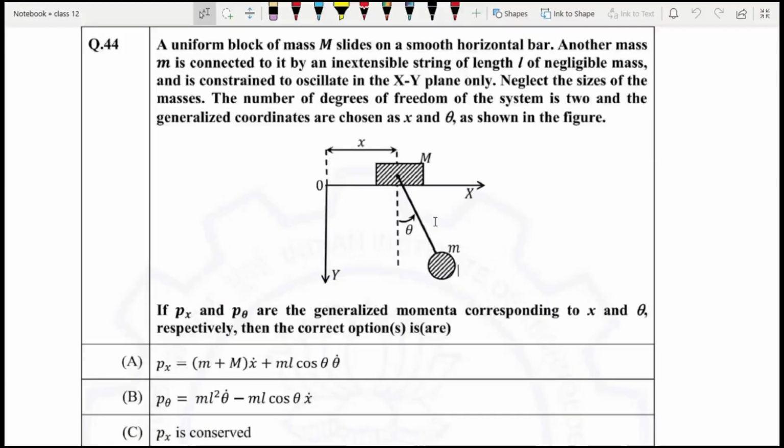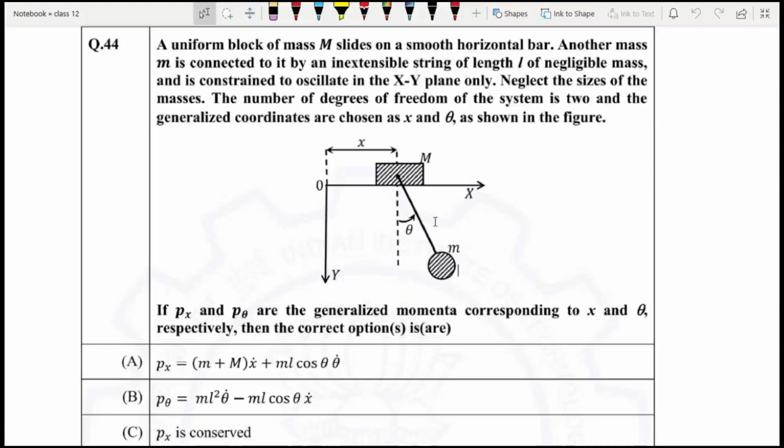A uniform block of mass m slides on a smooth horizontal bar. Another mass m is connected to it by an inextensible string of length L of negligible mass and is constrained to oscillate in the xy plane only. Neglect the size of the masses. The number of degrees of freedom of the system is 2. The generalized coordinates are chosen as x and theta, as shown in the figure. If p of x and p of theta are the generalized momenta corresponding to x and theta respectively, then the correct option is.